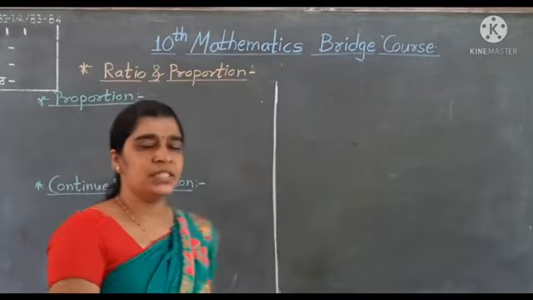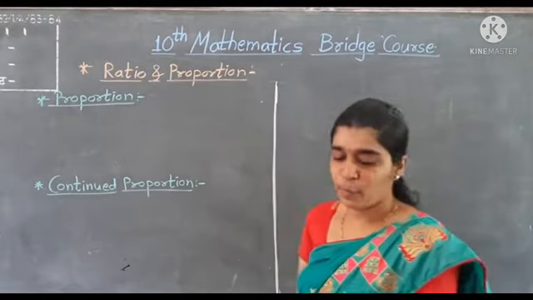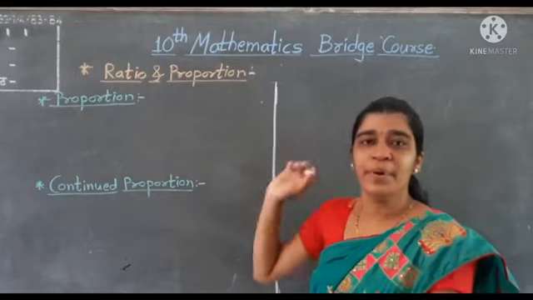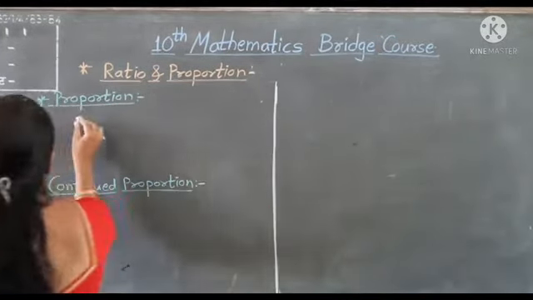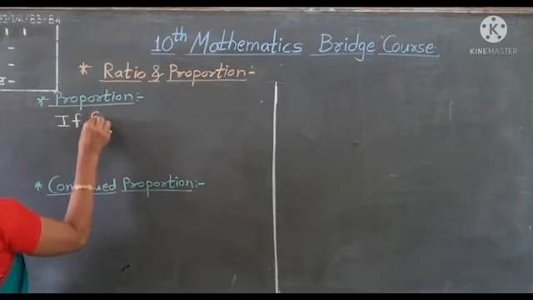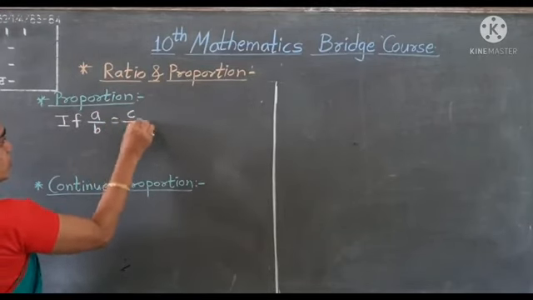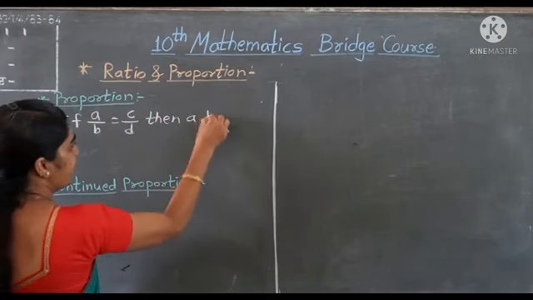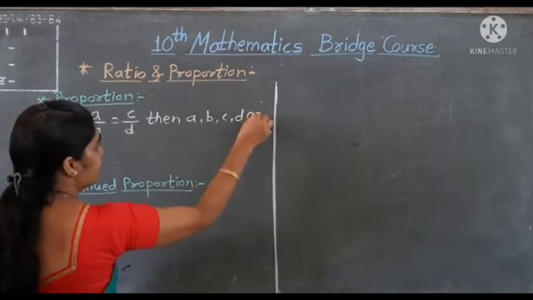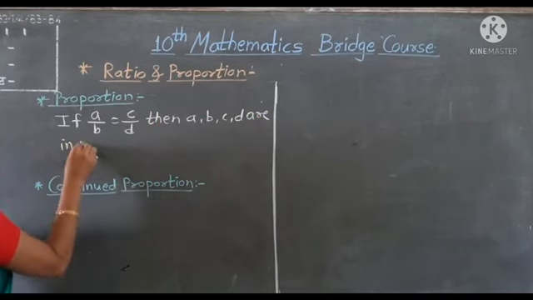Okay. See students, the next day's point is ratio and proportion. What is proportion? You know, if A upon B is equal to C upon D, then we say that A, B, C, D are in proportion.